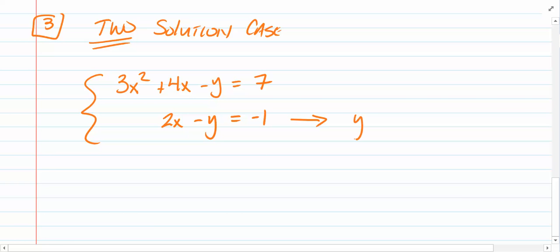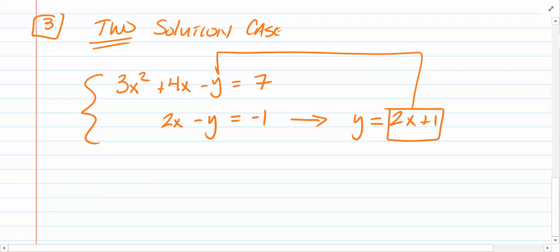So I'm going to get that y is equal to 2x plus 1. Is that true? Yes, 2x plus 1? Good. So I'm going to put a box around that, and then I'm going to substitute it right there for what y equals. Everybody on board with that part? All right, good. So here's what I have.